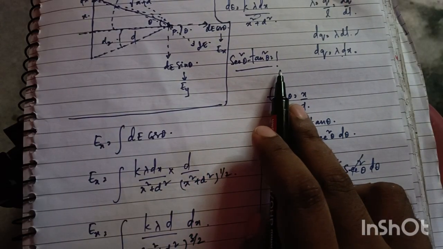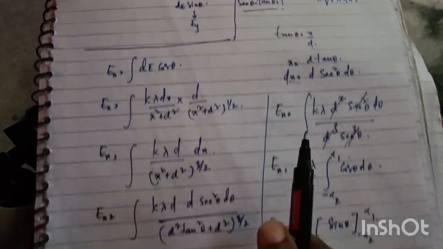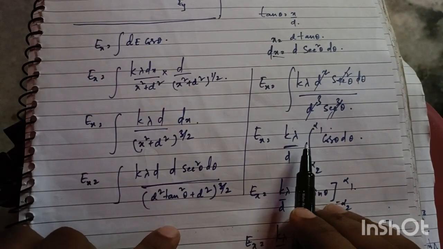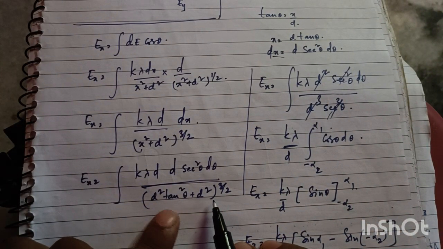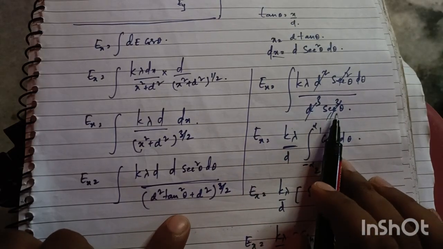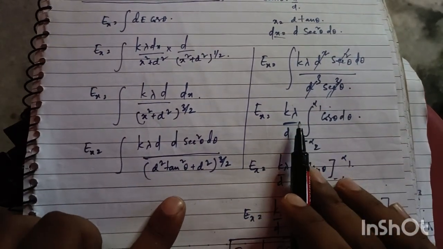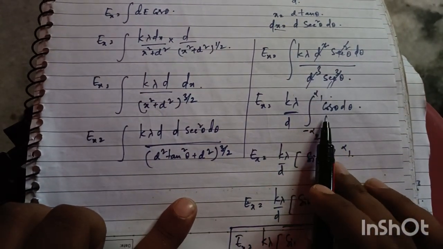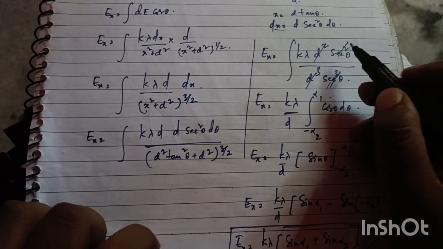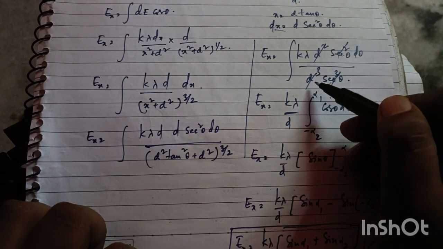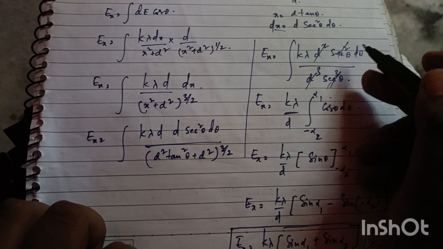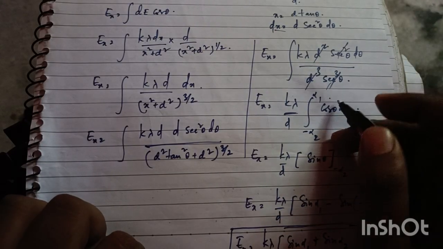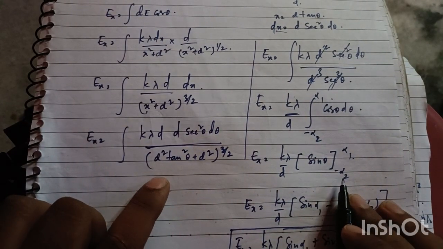So from here 1 plus tan square theta I can write as secant square theta, and if I write the denominator as secant square theta whole squared, the square gets cancelled, so that will be the whole cube here. So k lambda by d, and in the integral everything cancels out, one d remains, so that's what I have written here. So 1 by secant theta goes to the numerator as cos theta, the integral of cos theta d theta, and now the limits.